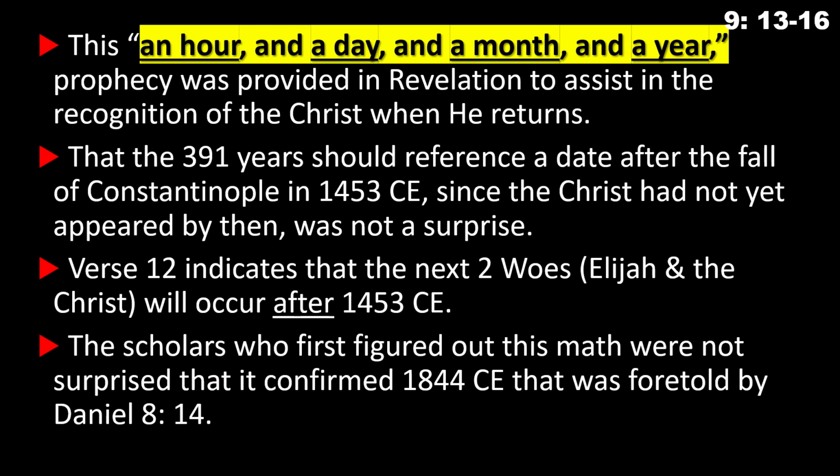This an hour and a day and a month and a year prophecy was provided in Revelation to assist in the recognition of the Christ when he returns. That the 391 years should reference a date after the fall of Constantinople in 1453, since the Christ had not yet appeared by then, was not a surprise. Verse 12 indicates that the next two woes, Elijah and the Christ, returned, will occur after 1453 Common Era. The scholars who first figured out this Bible time prophecy math were not surprised that it confirmed the year 1844 that was foretold by Daniel in chapter 8, verse 14.